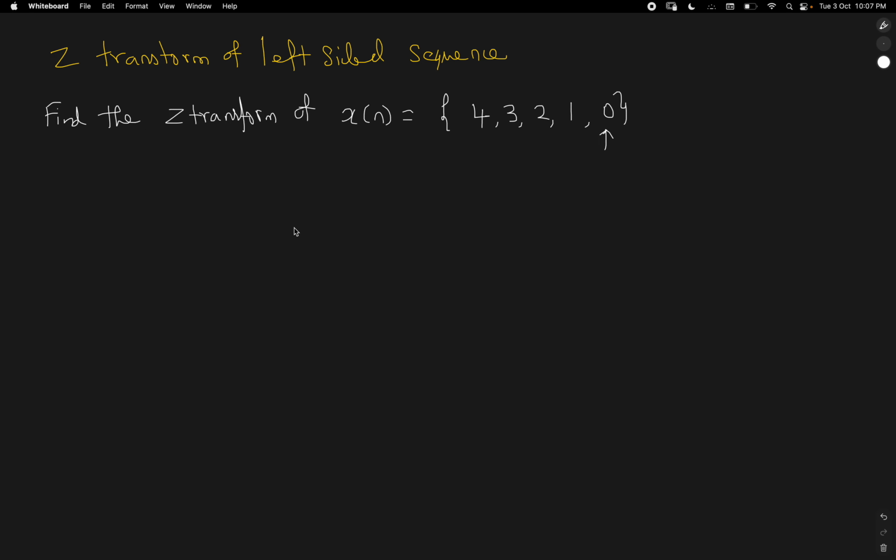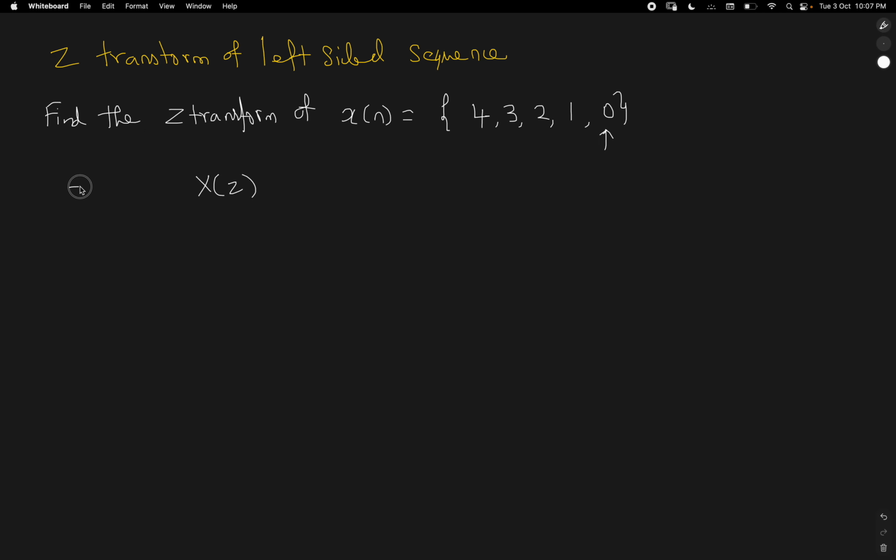So whenever the arrow mark or dash symbol is mentioned, that particular value belongs to n is equal to 0. If you have a value to the right of that arrow, then it belongs to n is equal to 1. If you have a value to the left of that arrow, then it belongs to n is equal to minus 1. So here all the values are to the left of the arrow, and that's why we call this a left-sided sequence. And we will first write the formula for x of z.